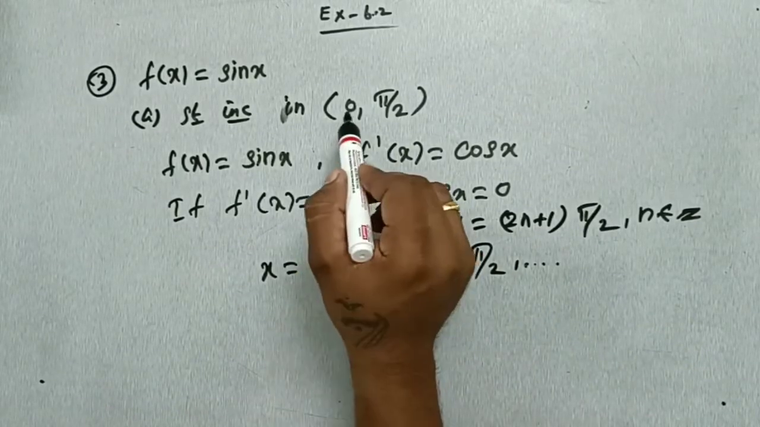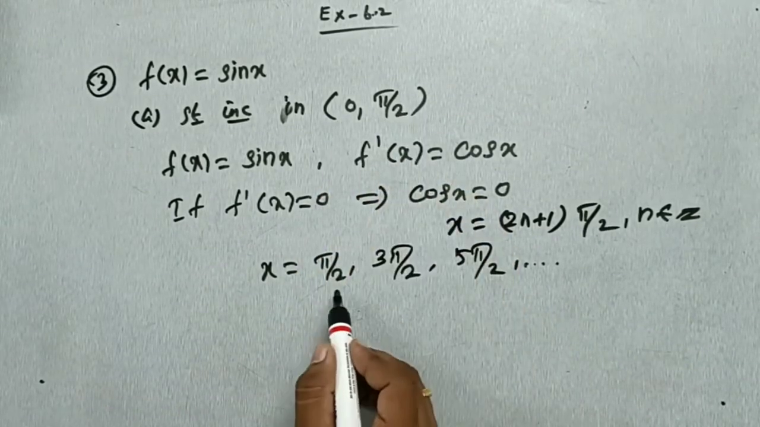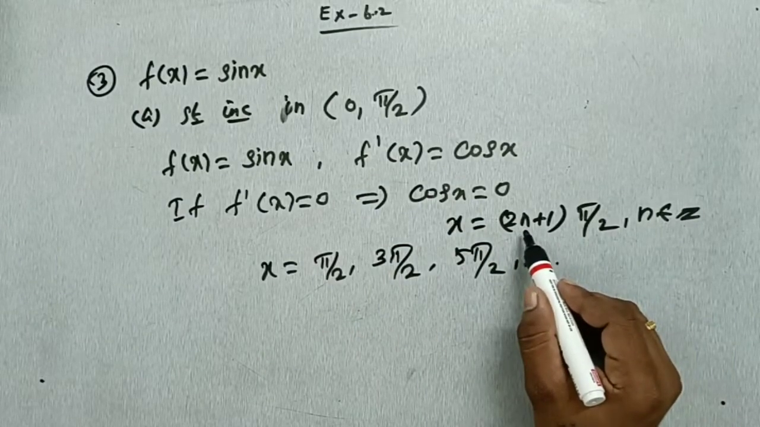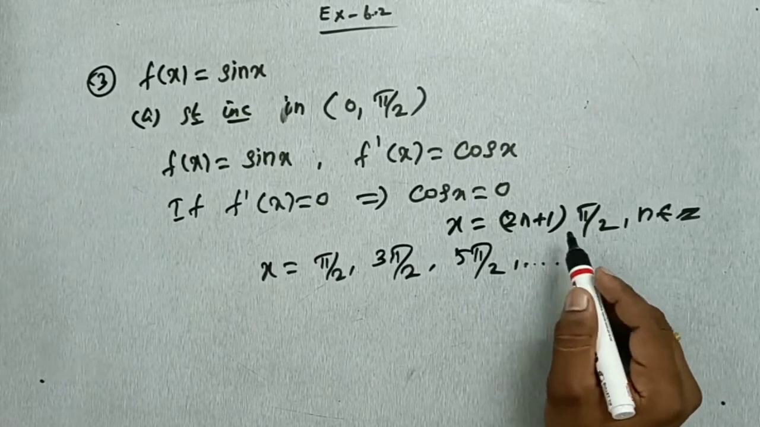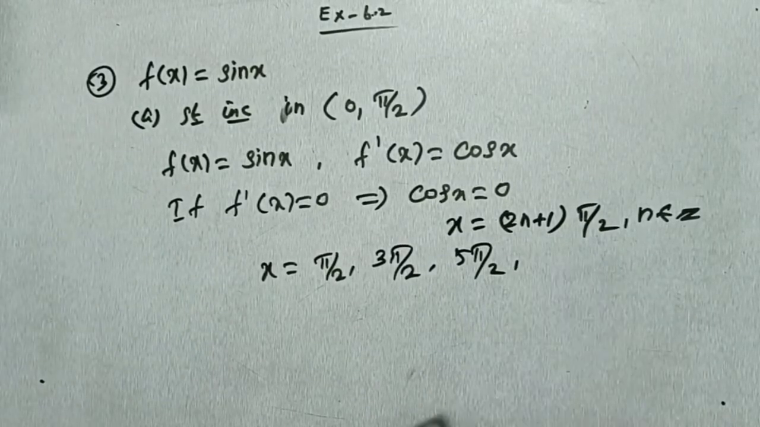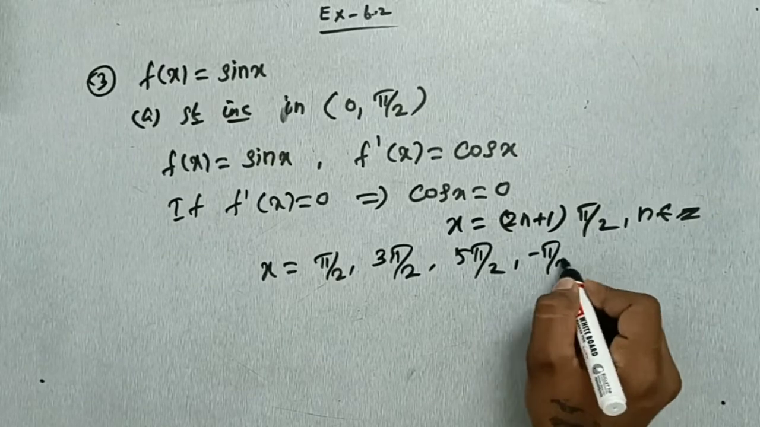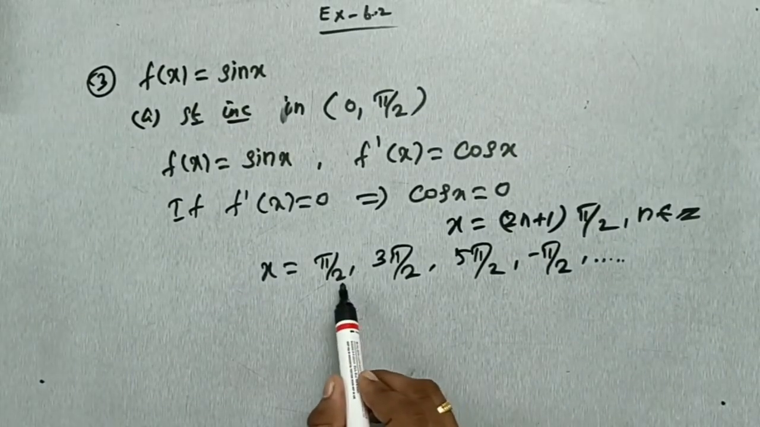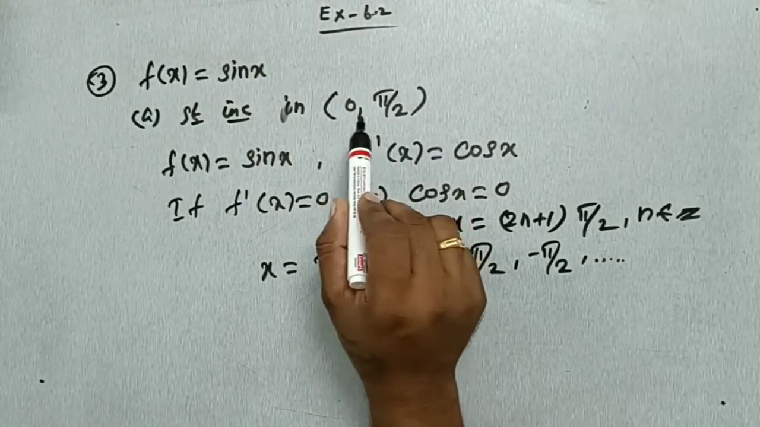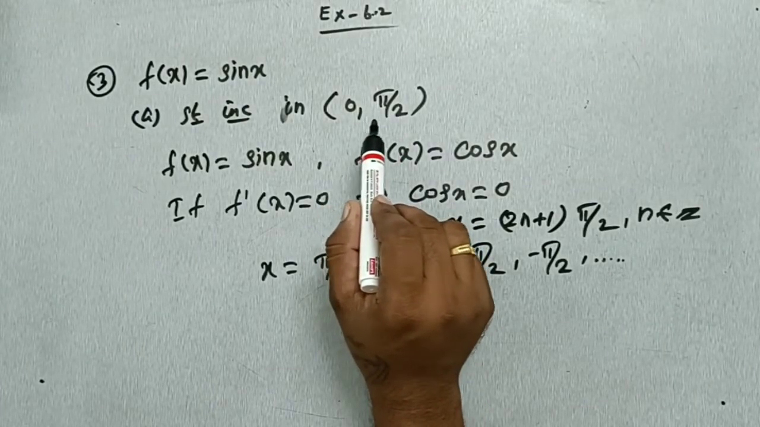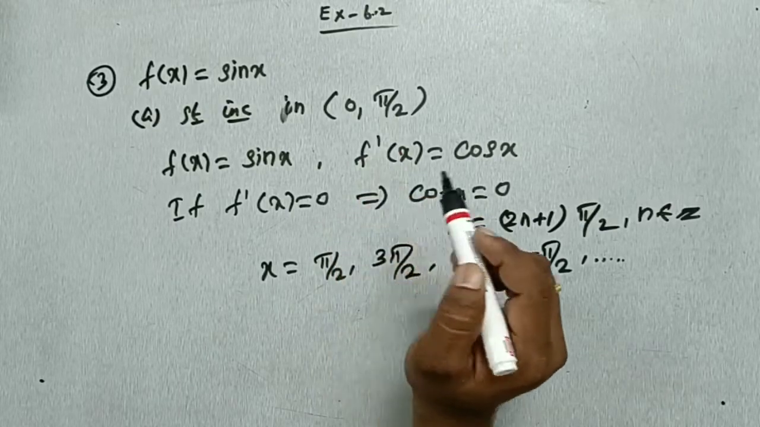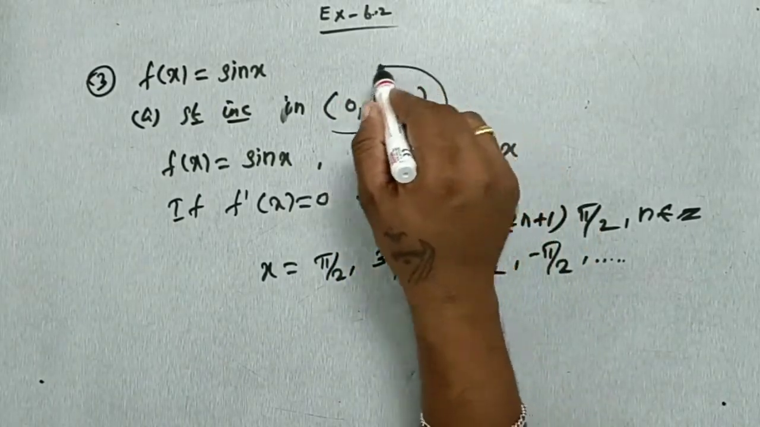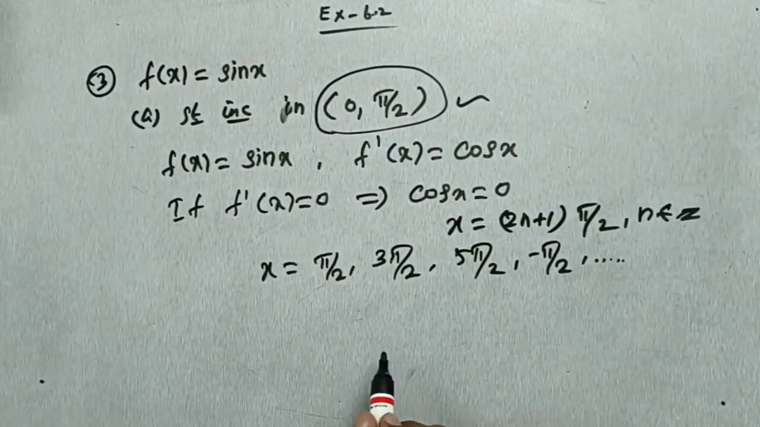So now our interval is given as 0 to pi by 2. Before that, if we take n equal to minus 1, it means 2 into minus 1, minus 2 plus 1, that is minus 1, so minus pi by 2 will come. So we are taking negative also, minus pi by 2. But clearly the interval is 0 to pi by 2. What we have to show is that there are no such points inside this interval. So clearly 0 to pi by 2 has no such point in its interior.